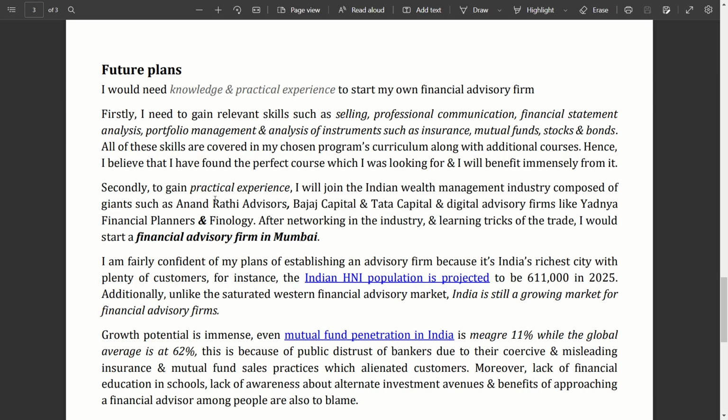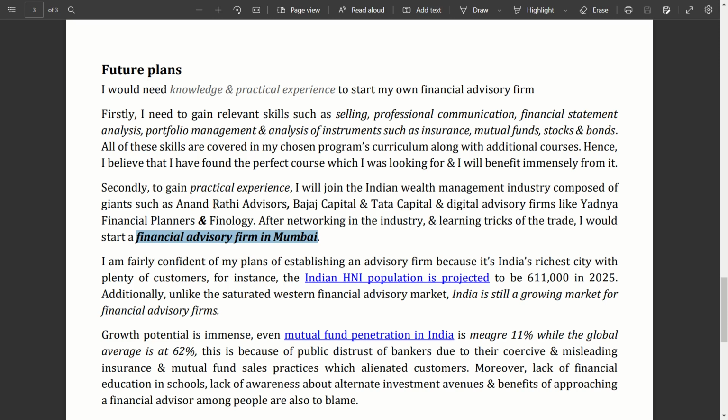That's why you have done research on LinkedIn. You have done research on the job market and all in India. Now I'm saying that I will establish a financial advisory firm in Mumbai after I have worked in the industry for a while. So that kind of builds an argument.